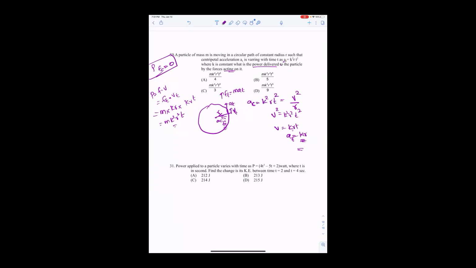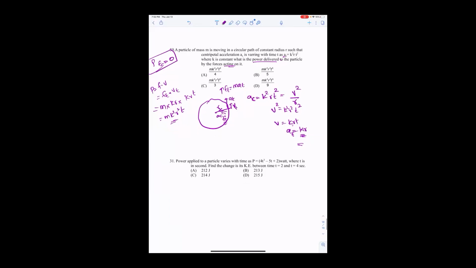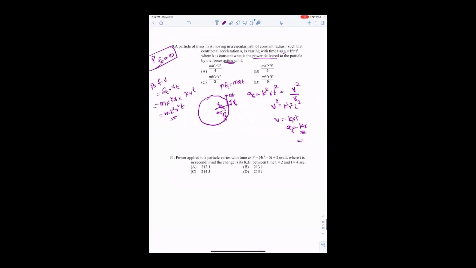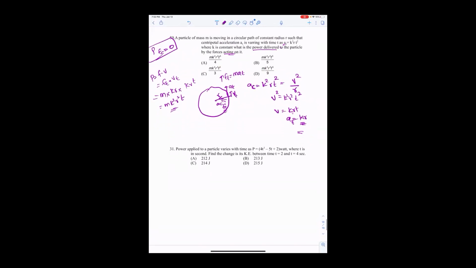This is the instantaneous power which is getting delivered to it. Cross check this, whether there is any change, or whether it means anything else. You have to check. If they ask change in kinetic energy, it is half m into k² r² t². Even that is not there.